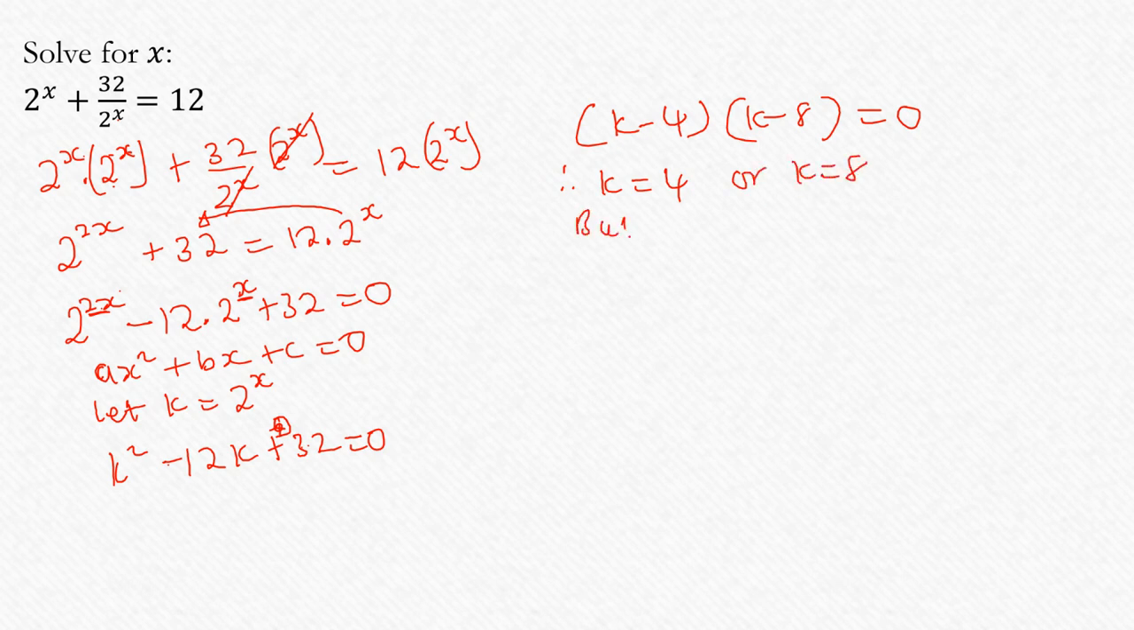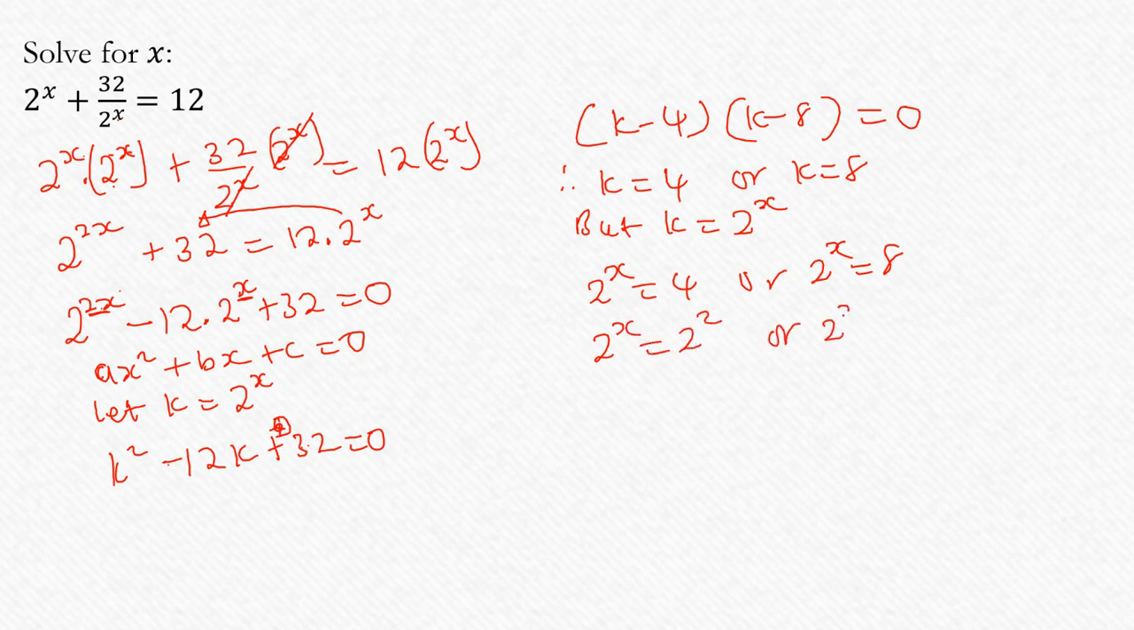But k is equal to 2 to the power x, you see? So it's going to be 2 to the power x is equal to 4 or 2 to the power x is equal to 8, meaning that 2 to the power x is equal to 2 to the power 2 or 2 to the power x is equal to 2 to the power 3. Therefore, x is equal to 2 or x is equal to 3. So both answers are fine here. Okay, right. So that's what you can do when you're solving these types of exponential equations.